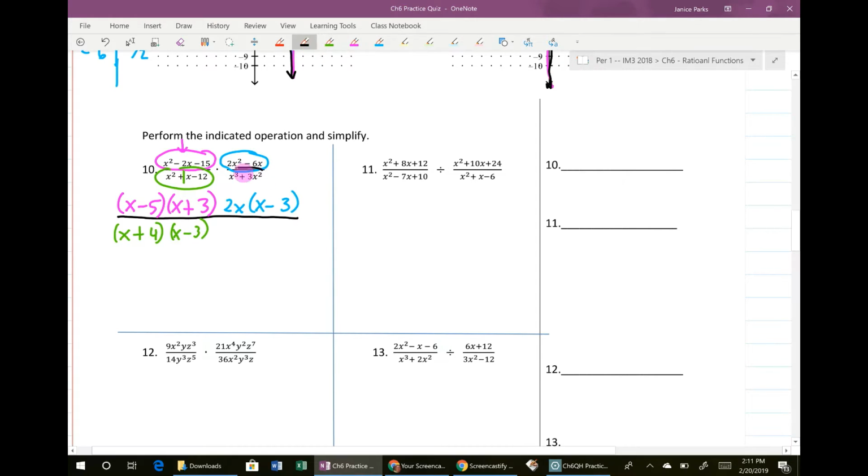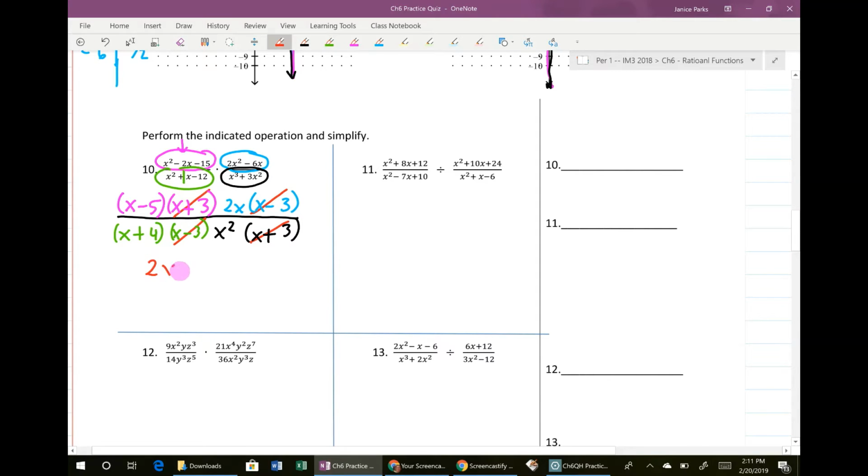And then for the last part, these two have an x squared in common, and then you're left with an x plus 3. So now everything's factored completely. So now I'm going to go through and cancel all the things that are alike from top to bottom. So x plus 3 and x plus 3 will cancel. The x minus 3 and the x minus 3 will cancel.